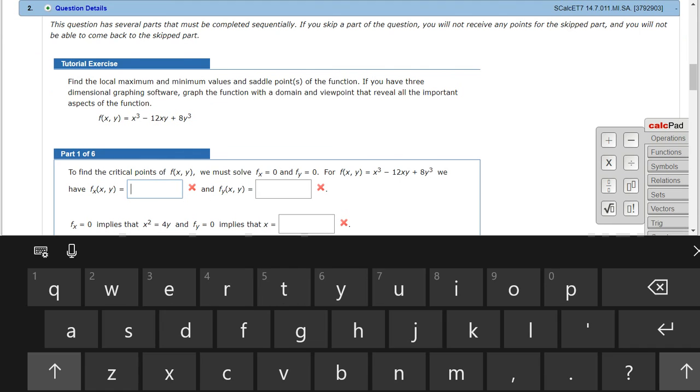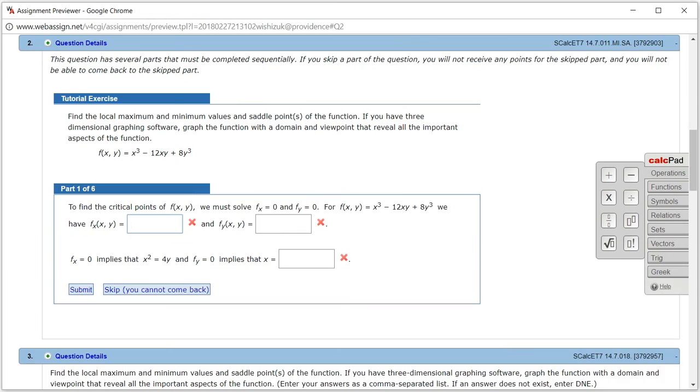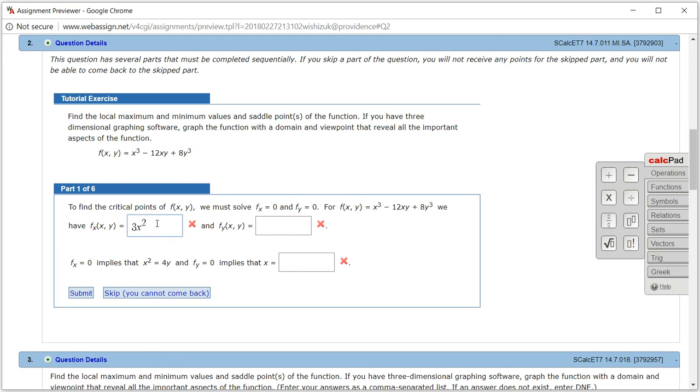The partial derivative with respect to x would be: the partial derivative of x cubed is 3x squared, and the negative 12xy gives negative 12y. The partial of 8y cubed with respect to x is 0. So that's that. How about the partial derivative with respect to y?